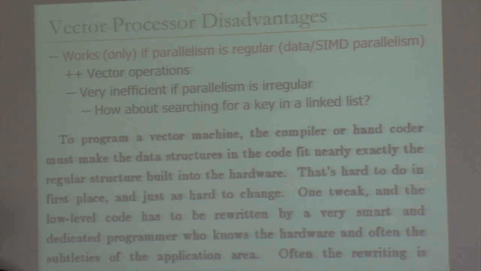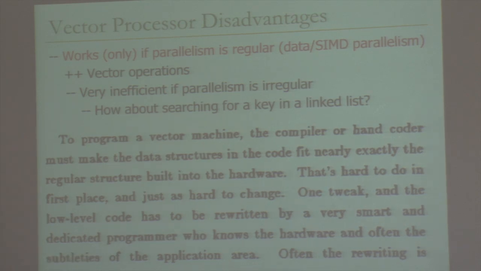To motivate this kind of architecture, this is what Josh Fisher said. To program a vector machine, the compiler or handcoder must make the data structures in the code fit nearly exactly the regular structure built into the hardware, which means that you have to have somehow vectors, right? That's hard to do in the first place, assuming that your problem is not like graphics, for example, and just as hard to change. One tweak, and we will see what that tweak is when we talk about the memory system, and the low-level code has to be rewritten by a very smart and dedicated programmer who knows the hardware and often the subtleties of the application area.